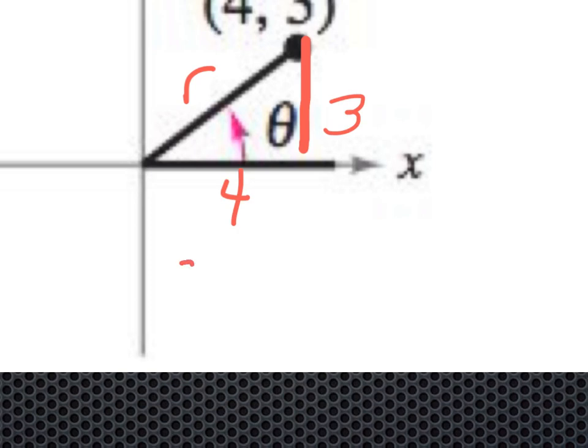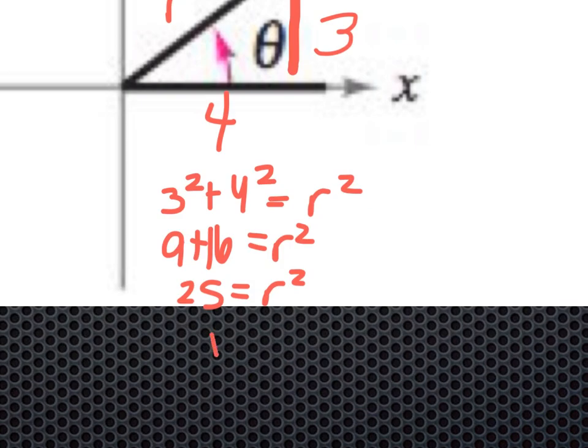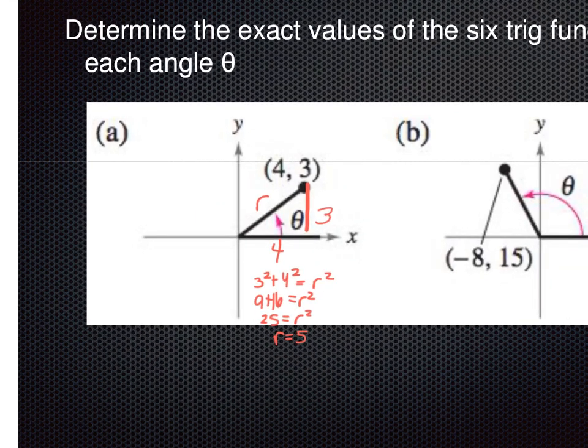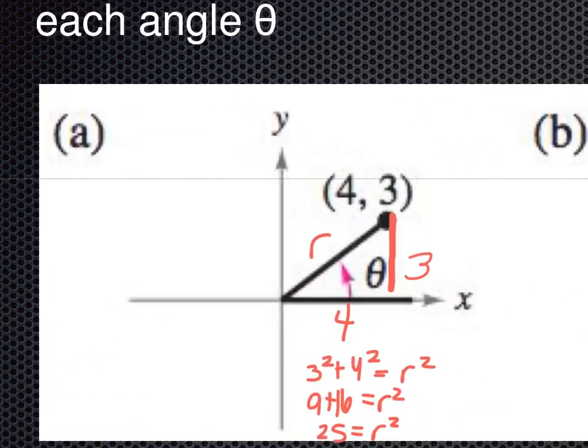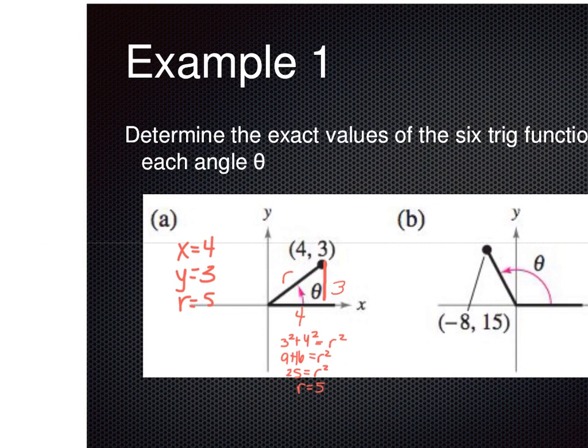Pythagorean theorem. So 3 squared plus 4 squared equals r squared. 9 plus 16 equals r squared. 25 equals r squared. So r equals what? 5. So literally, you know that your x is what value? 4. Your y is 3. And your r is 5. Now you can find all 6 trig functions.